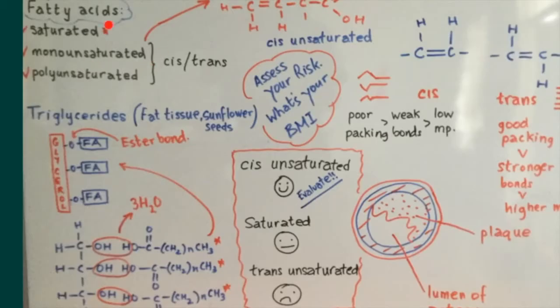Welcome again. Today we look at topic 2.3 for IB Biology, fatty acids. A triglyceride is a typical example.